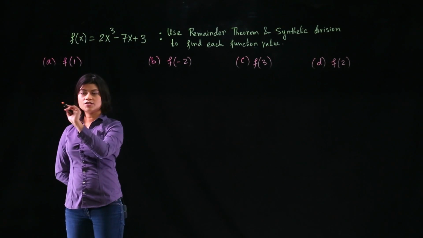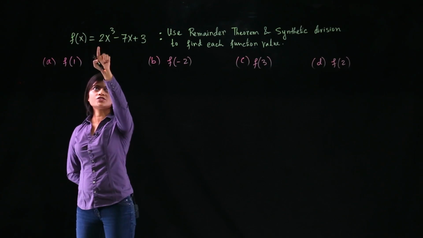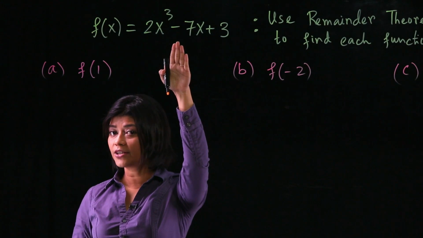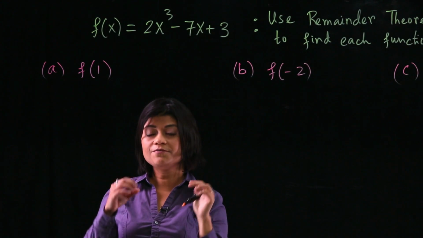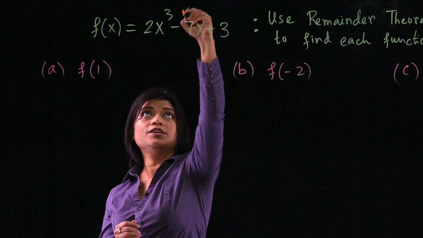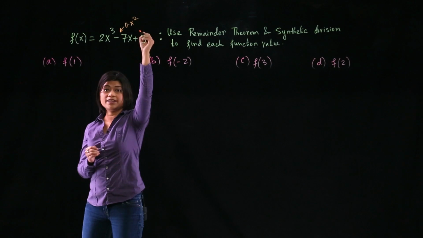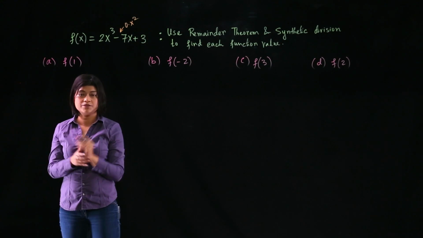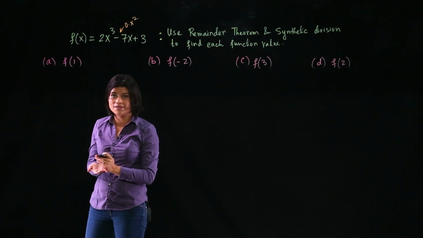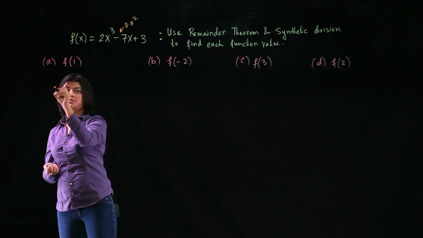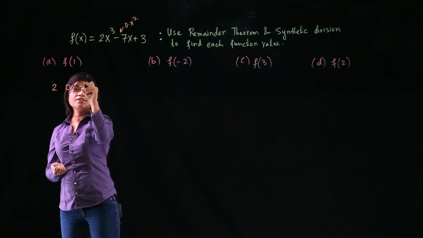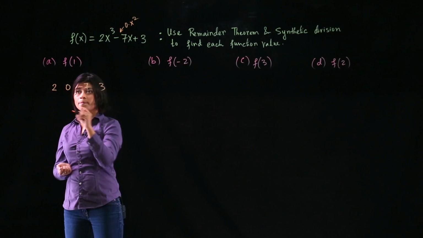So let's start by writing down the coefficients of the function. Be careful, notice that there is no x squared term, which means the coefficient of the x squared term is 0. So you have to assume that you have an x squared term with 0 coefficient, and include that coefficient as well when you're doing synthetic division. So the coefficients are 2, 0, negative 7, and 3.